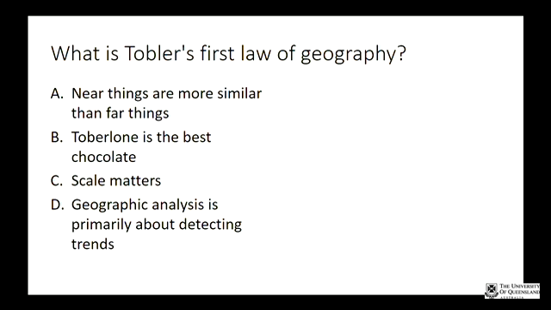Okay, next question. So this is a big test from yesterday. What is Tobler's first law of geography? Near things are more similar than far things. Toblerone is the best chocolate. Scale matters. Geographic analysis is primarily about detecting trends.